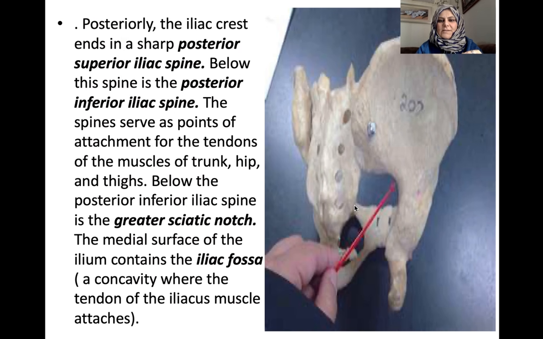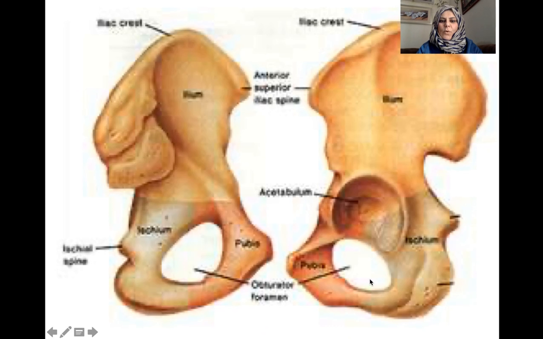The greater sciatic notch, then comes the ischial spine, and below it the lesser sciatic notch, and this is the ischial tuberosity. Okay, this is a view of a hip bone as an individual.